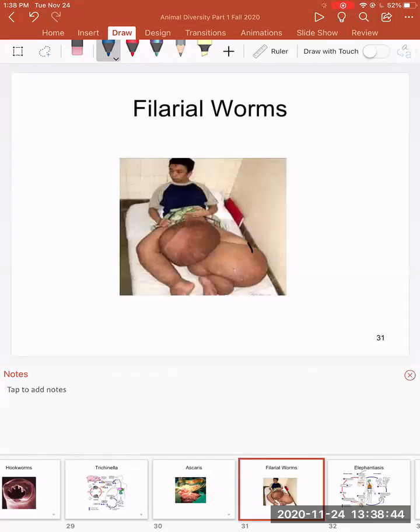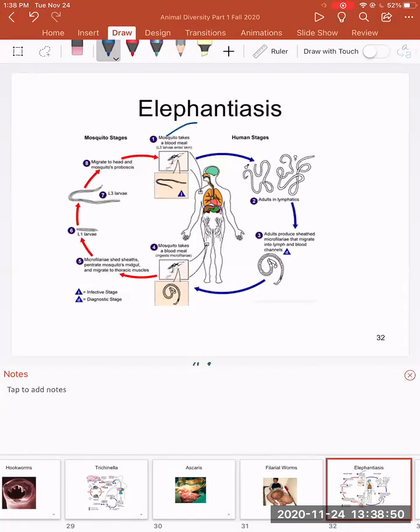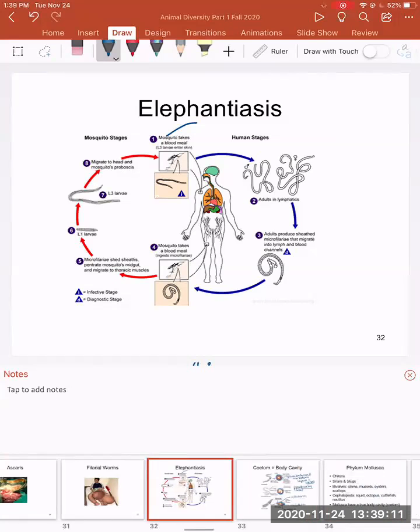Filarial worms are parasitic. They block the lymphatic system and cause elephantiasis. And you can see in this case, the vector is a mosquito. The mosquito is going to transmit that worm to humans. And the mosquito is also where part of the life cycle happens for those worms. So it would also be called the intermediate host.